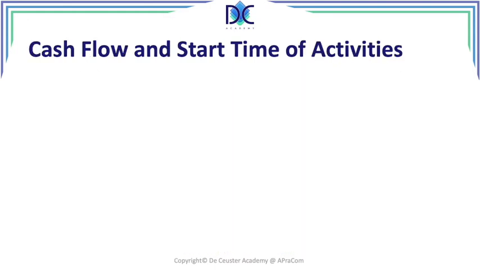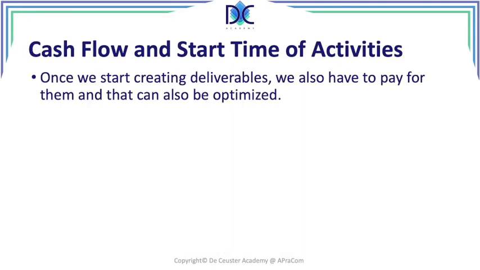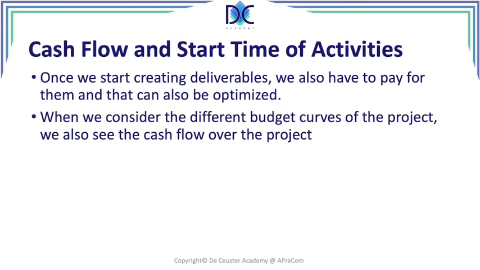Now, when we look at the cash flow and start time of activities, now we start creating deliverables. We have to pay for them. And here we can also have an optimization. When we look at the different budget curves that we saw before, we also see what is the cash flow over the project. And I already explained it when we looked at the critical path position of the project.